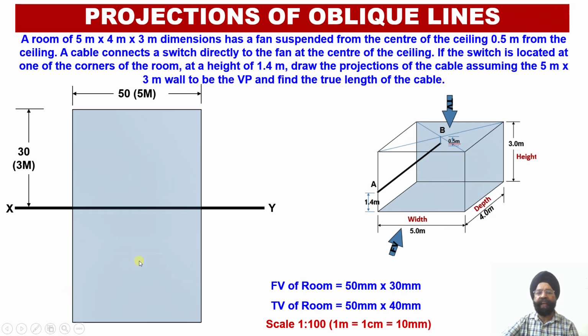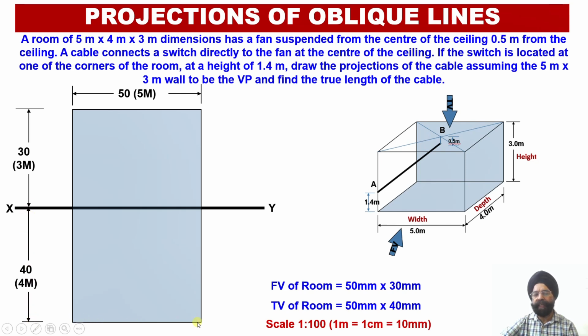Similarly, we can draw the top view orthographic construction. Corresponding to the top view, the width remains 5 meter, that is 50 millimeter. This is the width of the room which we have already marked in the front view, and the depth of this room happens to be 4 meter, that is 40 millimeter, which will be the rectangle depth over here.